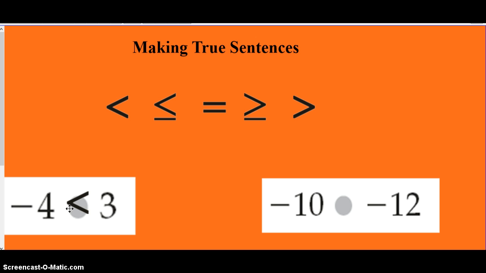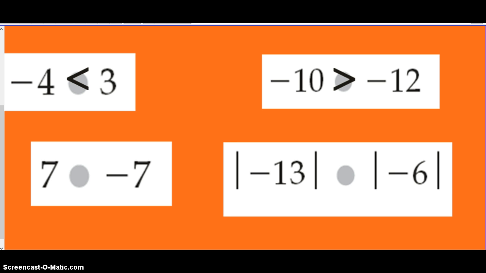Now we have -10 and -12. Think about how far -10 and -12 are from 0. Which one would be greater? Which one would be less than? If you guessed greater than, you are correct. -10 is greater than -12. Similar example problems we have here: we have 7 and -7, and if you guessed 7 is greater than -7, that is correct.